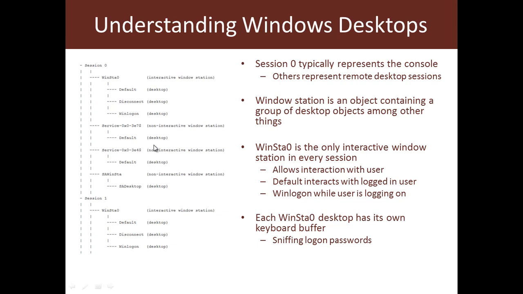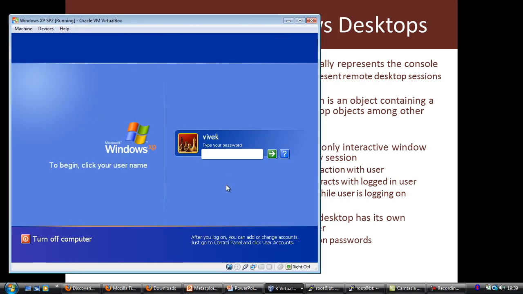A window station is nothing but an object containing a group of desktop objects, and each one of these desktops under WinSta0 has its own keyboard buffer. What I mean by that is the keystrokes which are entered once you log in go into a different buffer from the one where you would enter them when you're at the logon screen. So what we enter here goes into a different keyboard buffer versus what we enter once we actually log in.